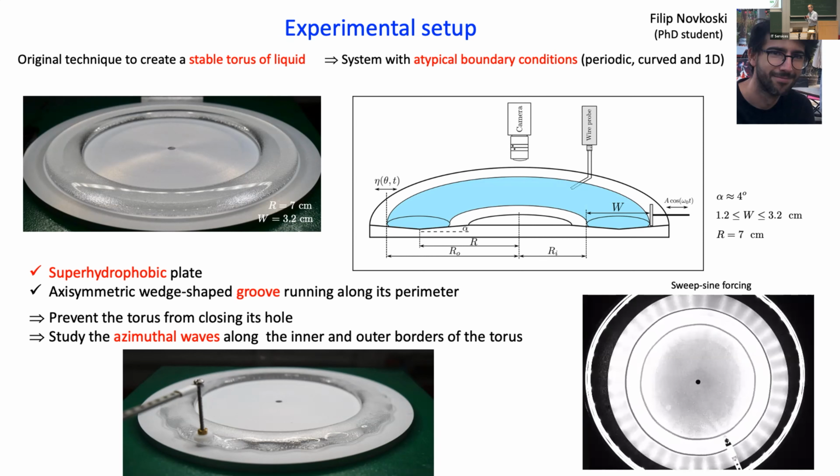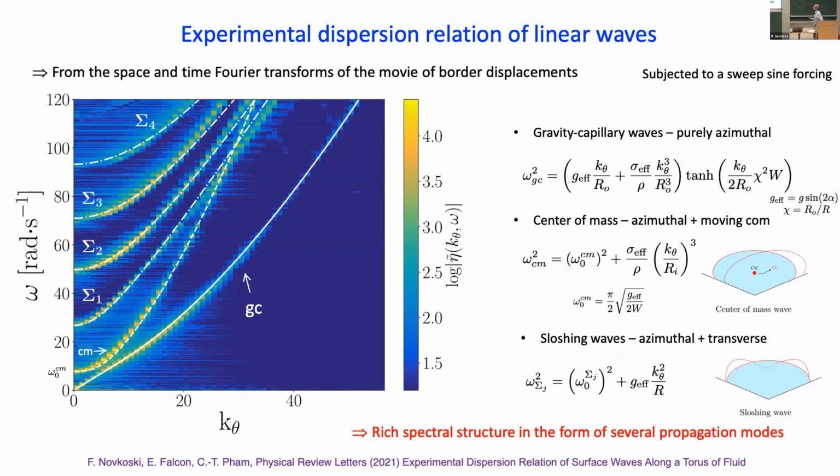Now, if I apply a sweep sine forcing, that is to say, we force the system monochromatically but change the frequency slightly in time, we can reach the experimental dispersion relation of the linear waves. How to do that? We just take a space and time Fourier transform of the movie of the border displacement, and we end up with this figure.